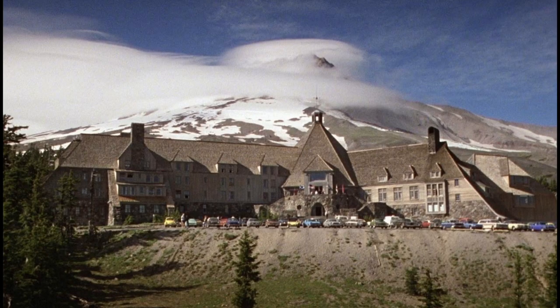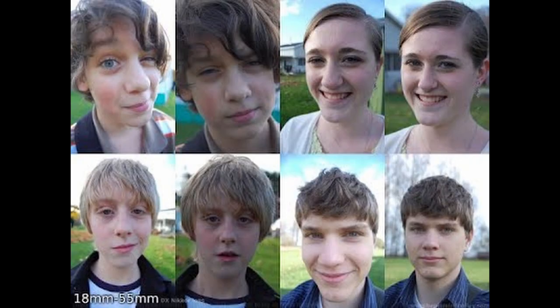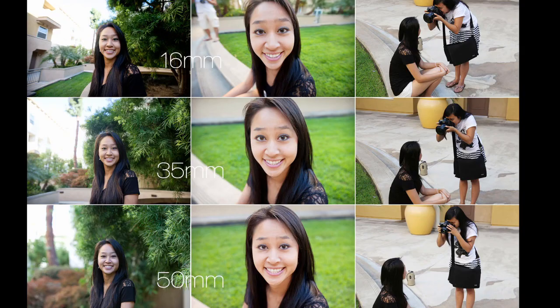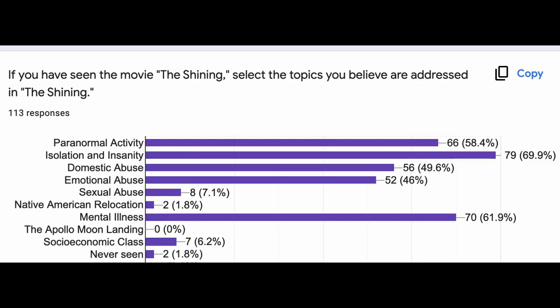This wide angle opens up the shot so that the audience really gets to understand the space. The Overlook Hotel is massive, and the Torrances are all alone. The 16mm lens has another effect when used as a close-up camera. It widens and distorts the features of the subject. This is in stark contrast to the standard 50mm lens used for close-ups, which gives a natural and more beautiful view of the person.